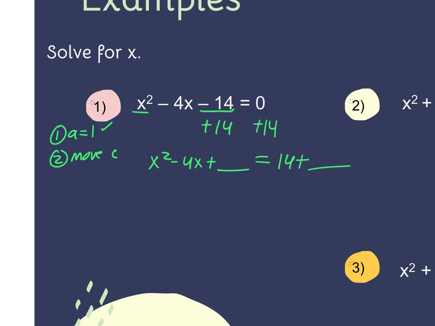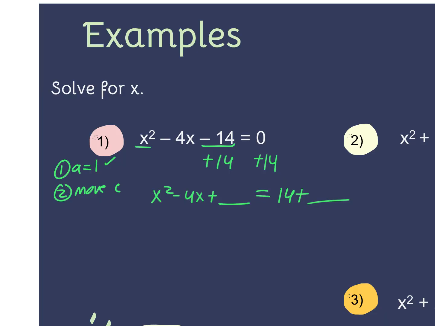The goal here is to get it to look like something that we did yesterday. Yesterday, I had a parentheses squared equals a number. And then how did we solve something that looked like that? Square root, right? Just square root. And then I get whatever's inside plus minus whatever this is. That's the goal here. We already know how to do that part. The goal is just to get it to look like this so that we can do that.